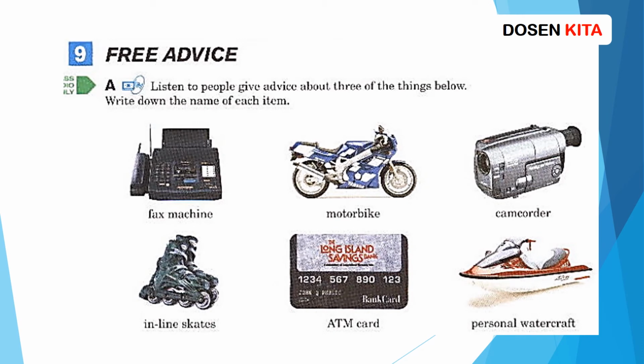Page 44, Exercise 9, Free Advice. Part A. Listen to people give advice about 3 of the things below. Write down the name of each item.